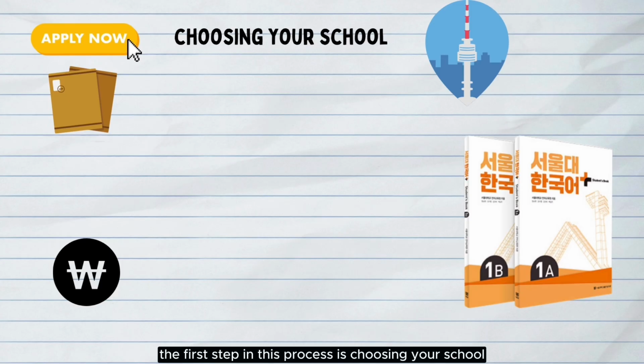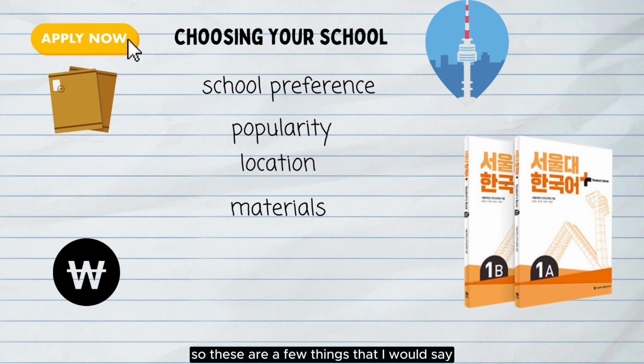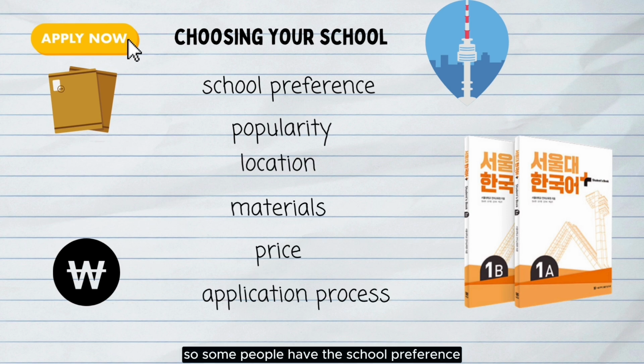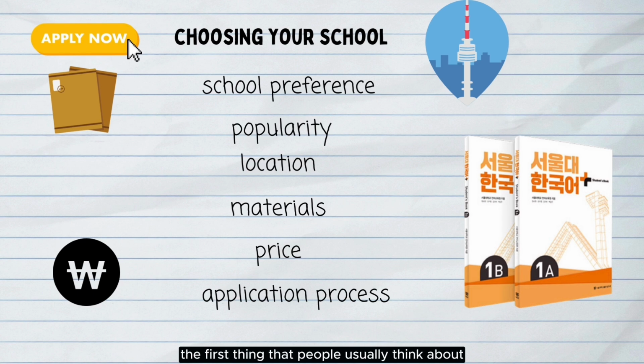The first step in this process is choosing your school. So when you're choosing your school, these are a few things that I would say people consider. So some people have the school preference, the popularity, the location, materials, the price, and the application process. The first thing that people usually think about when choosing your school is a school preference. A lot of people already have a school preference. They already know what school they want to go to.